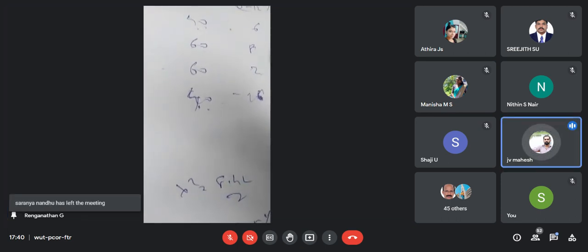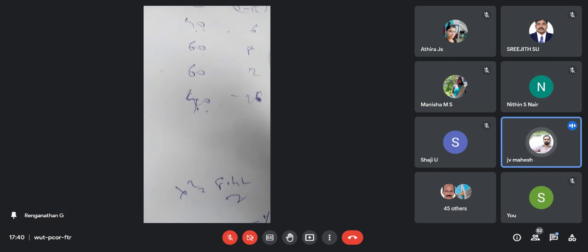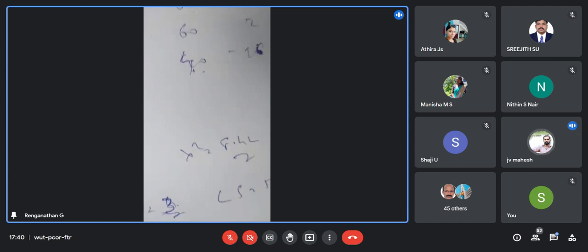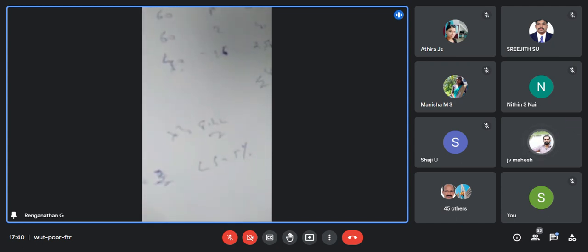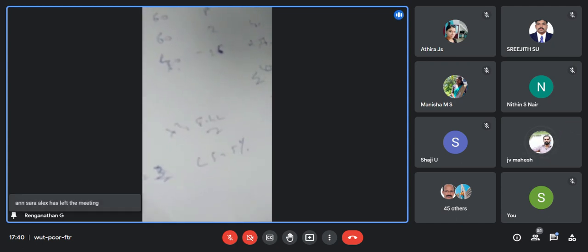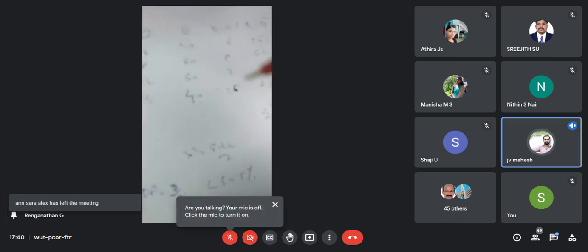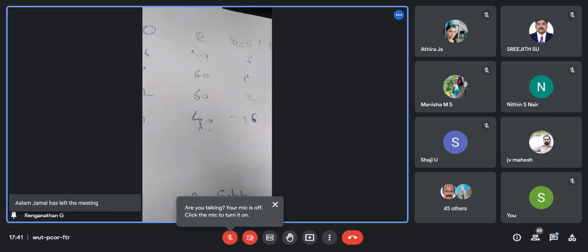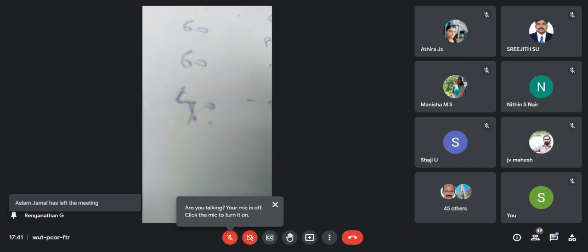Sir, calculated value is more than? Calculated value is more than the table value. Calculated value 8.43 is more than the table value 7.81. Okay.